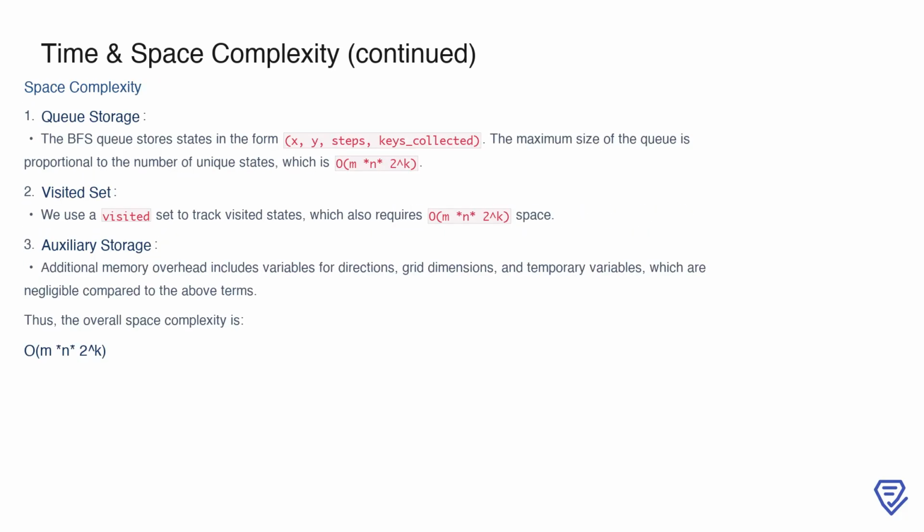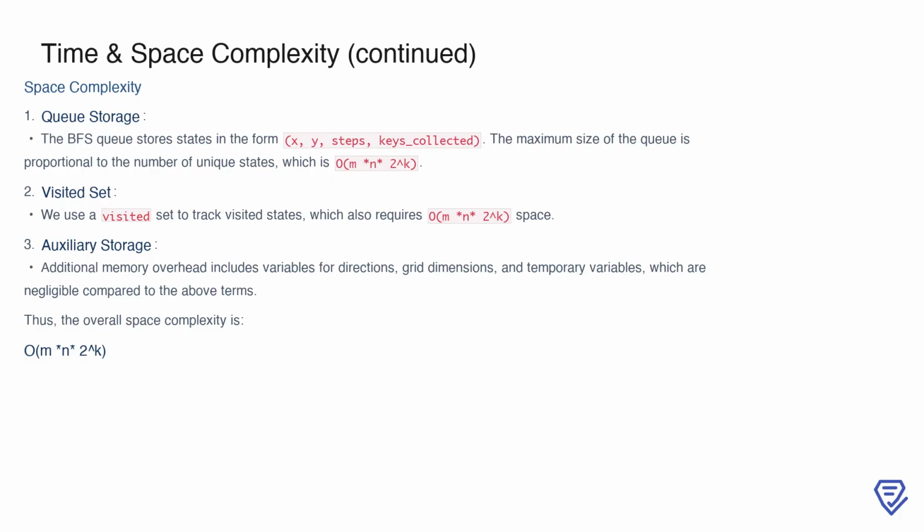Now, let's move on to the space complexity. The BFS queue needs to store each state, which includes the current position, the number of steps taken, and the keys collected so far. The maximum size of this queue is proportional to the total number of unique states, which is O of M times N times 2 to the power of K. Additionally, we maintain a visited set to track which states have already been processed, and this also requires O of M times N times 2 to the power of K space. Beyond these, there are a few auxiliary storage needs, such as variables for directions and grid dimensions, but these are negligible compared to the main terms.